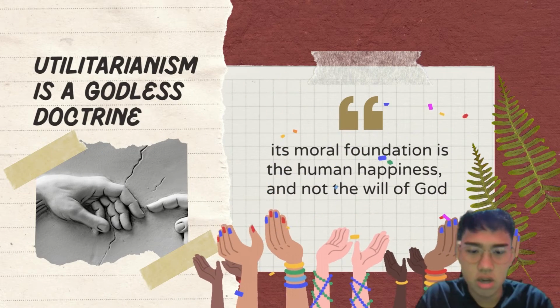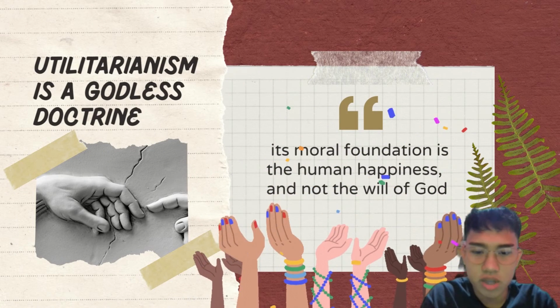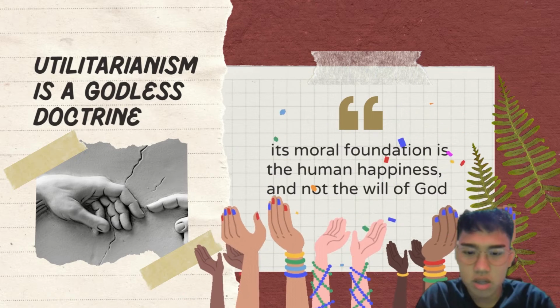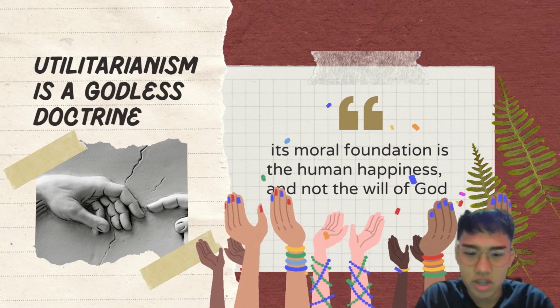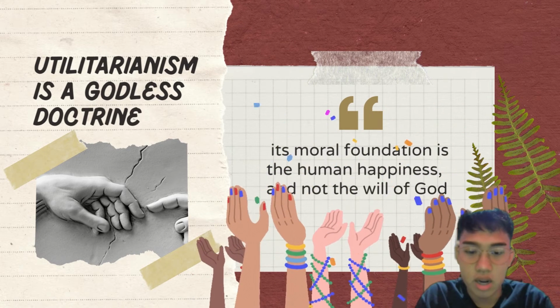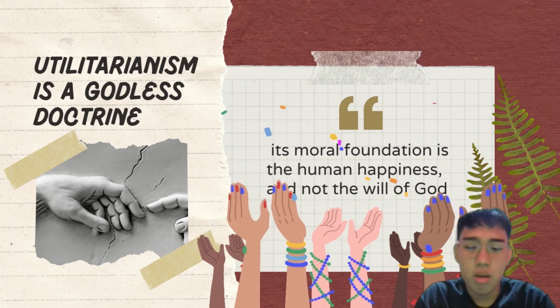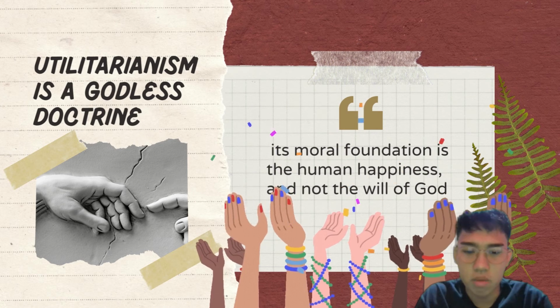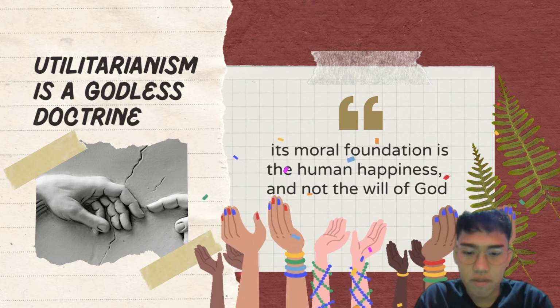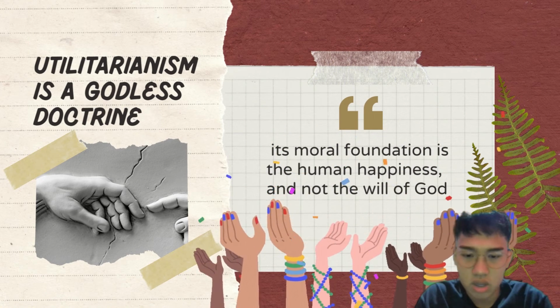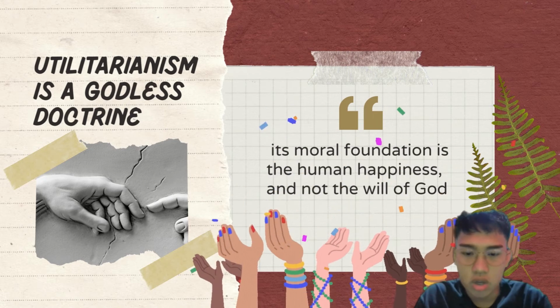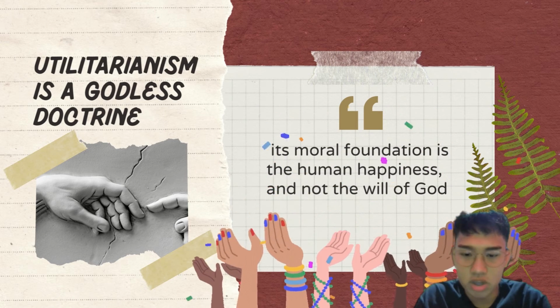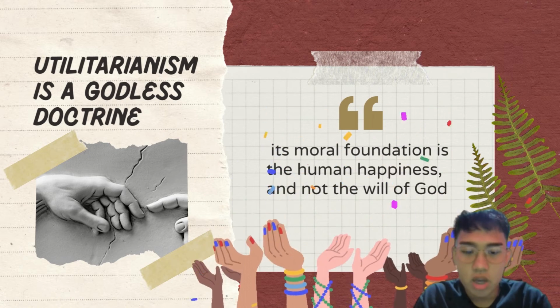Utilitarianism is a godless doctrine. Mill called utilitarianism a godless doctrine because its moral foundation is human happiness and not the will of God. Mill also said that this criticism is based on our perception of God's moral character. For if God desires the happiness of all his creatures, utilitarianism is more religious than any other doctrine.